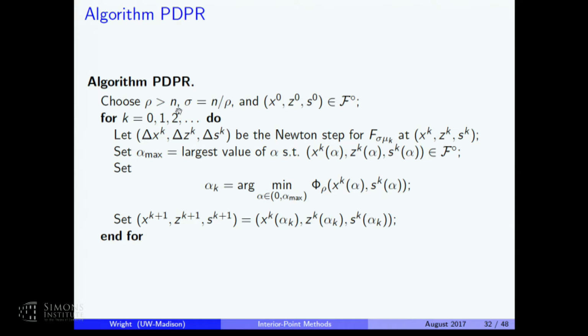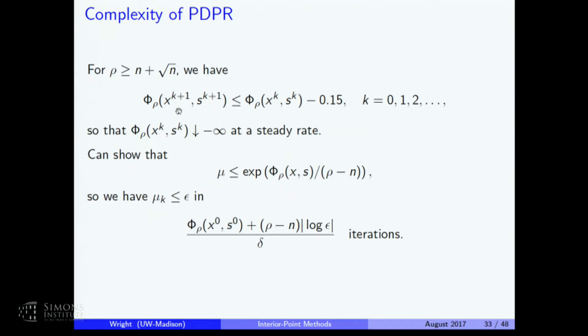You take the longest step that you can take while staying strictly feasible, but you try to minimize the barrier function. So that will actually kind of guarantee that you stay strictly feasible. And then you just take that step. So it's really just the same sort of search direction, the same sort of line search, but just using a different criterion to choose how far you go along that direction.